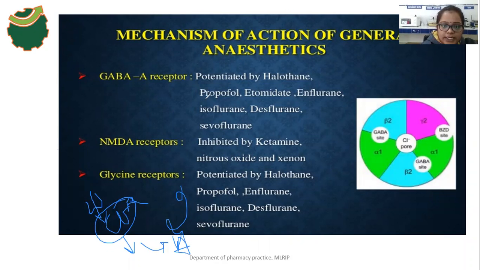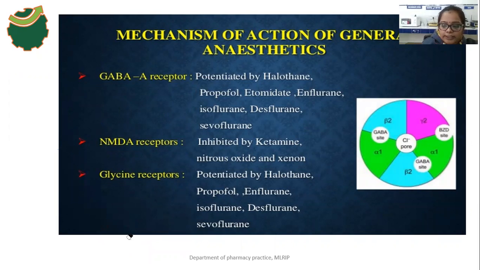The general anesthetics potentiate GABA A receptors and glycine receptors, because both are inhibitory neurotransmitters. And general anesthetics inhibit the activity of NMDA receptors, because NMDA is an excitatory NMDA type of glutamate receptor, and glutamate is an excitatory neurotransmitter. This NMDA receptor is inhibited by ketamine and nitrous oxide. This is the mechanism of action of general anesthetics.